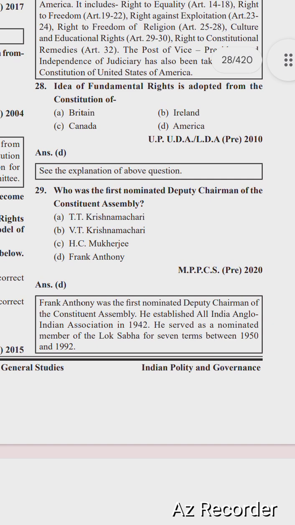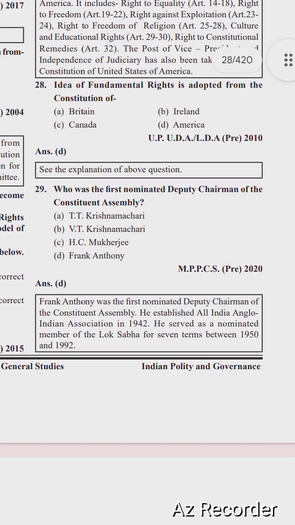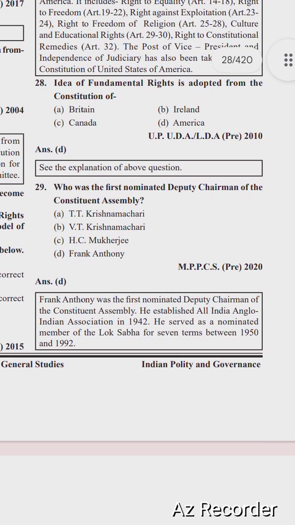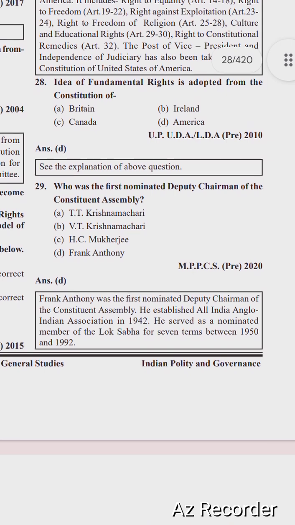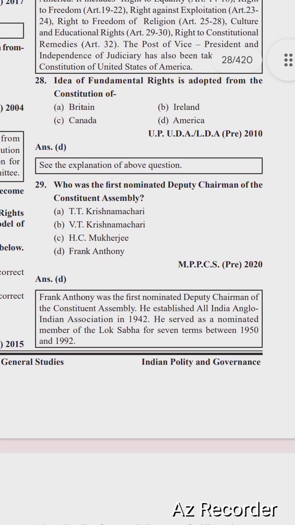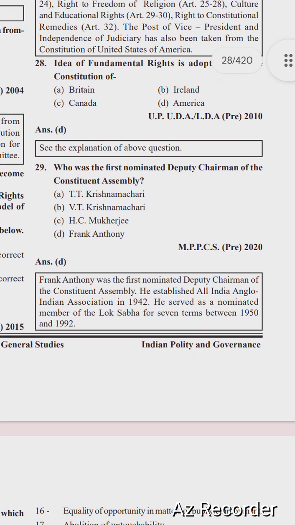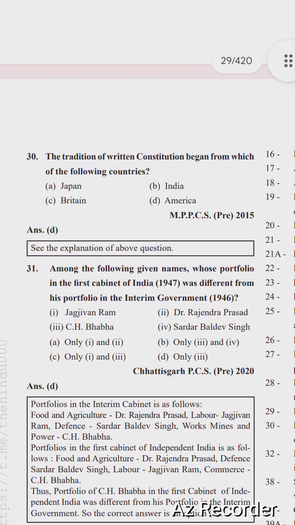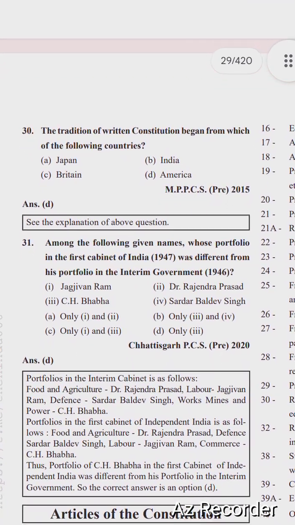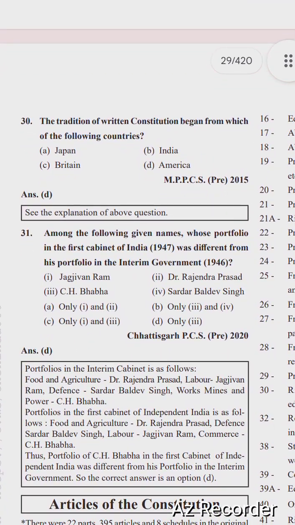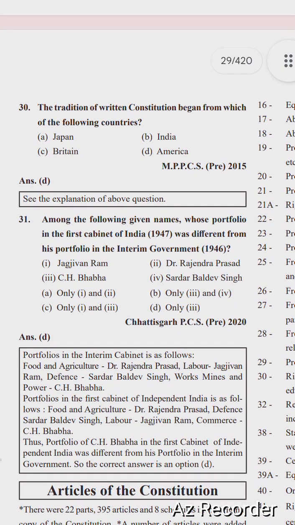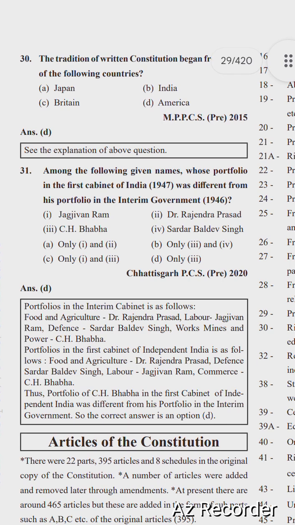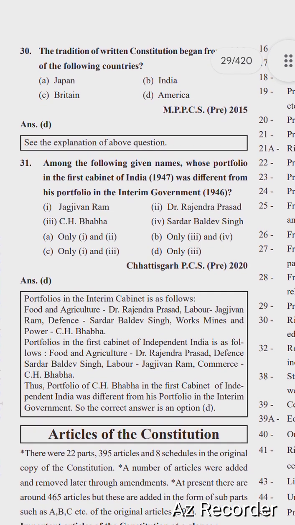Next question is, who was the first nominated deputy chairman of the Constituent Assembly? Options are T.T. Krishnamachari, V.T. Krishnamachari, H.C. Mukherjee, and Frank Anthony. The right option is option D, Frank Anthony. Next question is, the tradition of written constitution began from which of the following countries? Options are Japan, India, Britain, and America. The right option is option D, America.